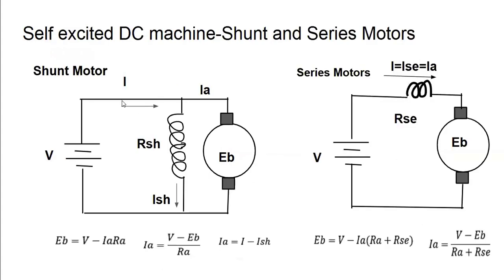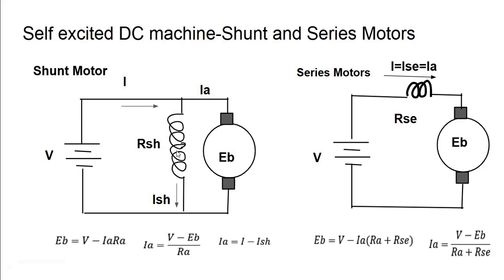Now we can see the self-excited DC machine, under which we are going to see the equivalent circuits of the shunt and the series machine. So this is the equivalent circuit of the shunt motor, wherein the field winding is connected in parallel to the armature winding. The supply DC voltage is applied across the armature winding. Since the shunt field winding is connected in parallel with the armature, the same voltage also appears as the supply voltage across the shunt winding.